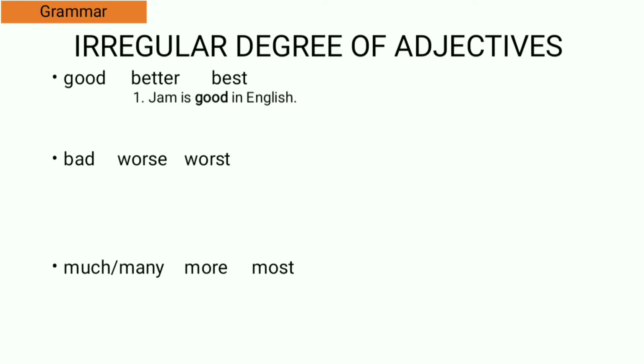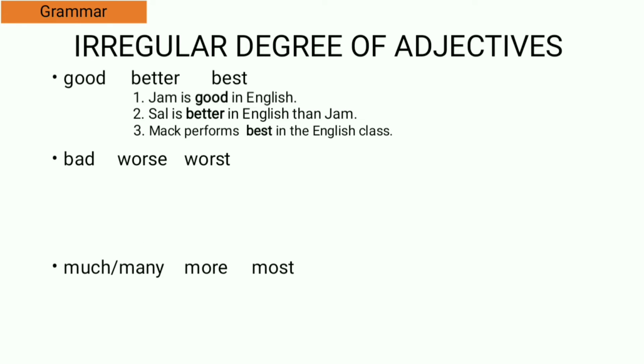Jam is good in English. So you are just describing Jam as being good in English. Next, Sal is better in English than Jam. Here you are comparing Sal and Jam. Then we have Mac performs best in the English class, meaning Mac is the best among the class, or among the students in the English class.